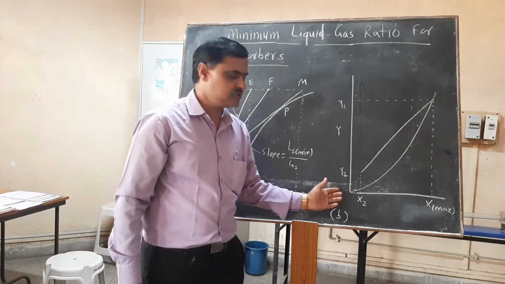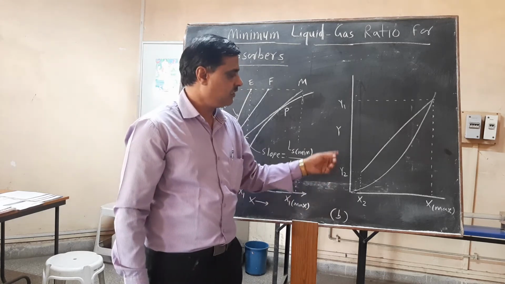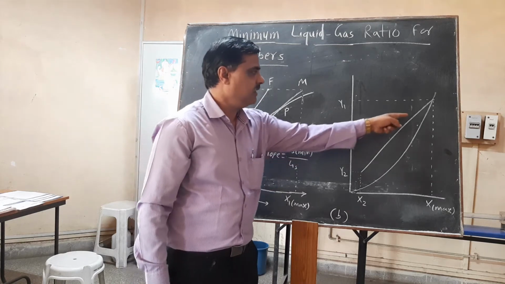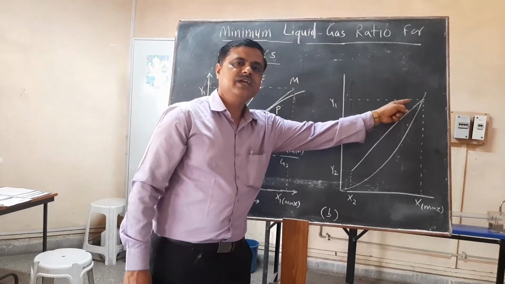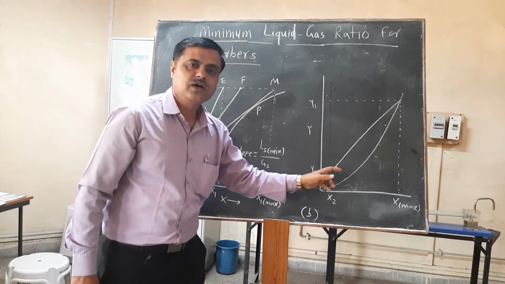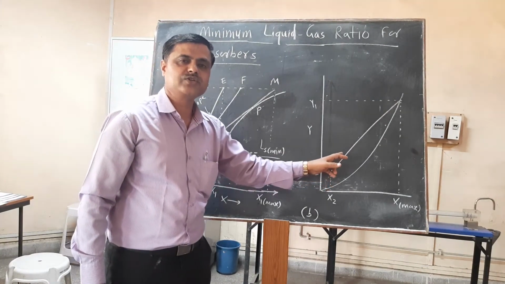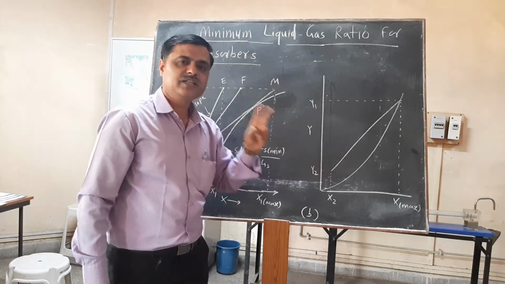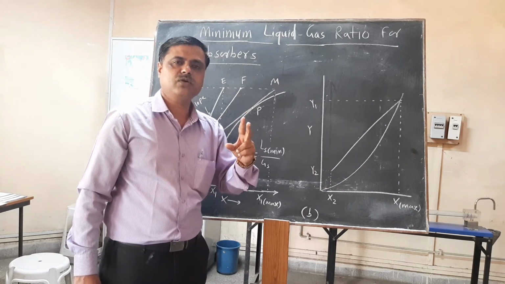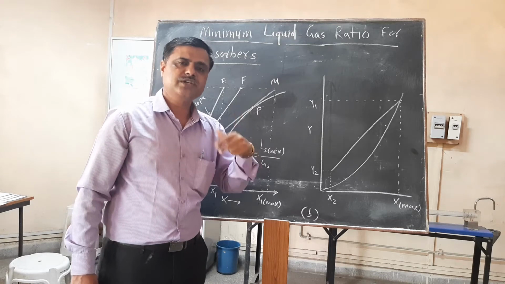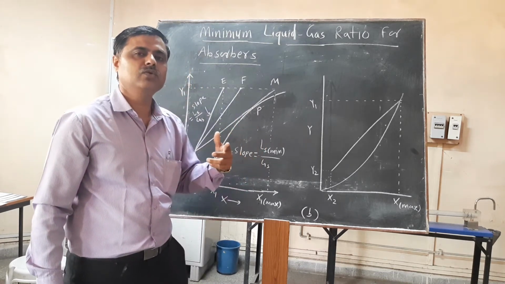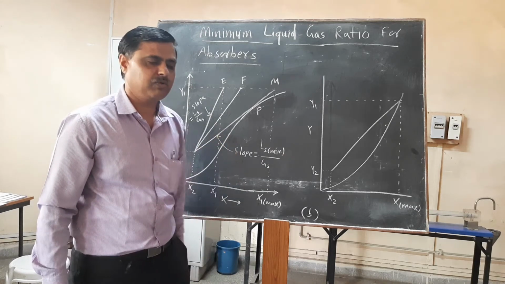Now the second case, the B graph. Here also the capital X versus Y graph is there. The operating line is intersecting the equilibrium curve. This also gives us the minimum liquid to gas ratio for the absorber. That means if the operating line is tangent to the equilibrium curve or intersecting it, it gives the minimum liquid to gas ratio for the absorber.